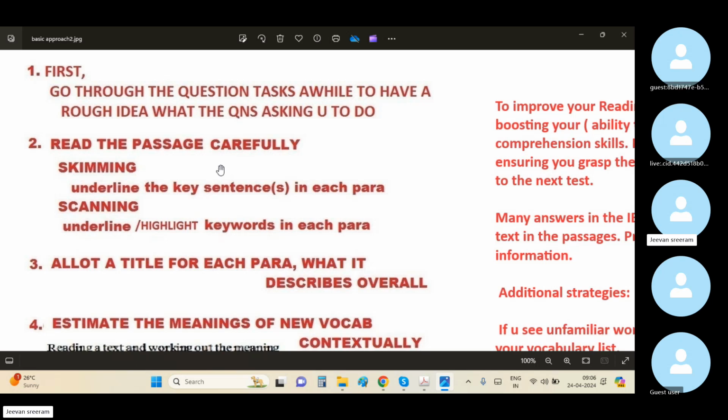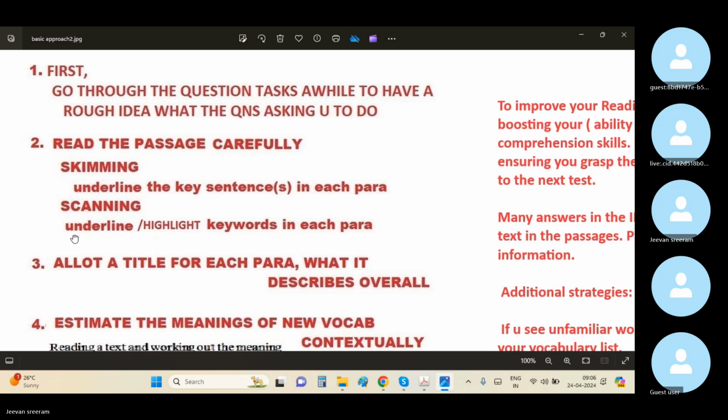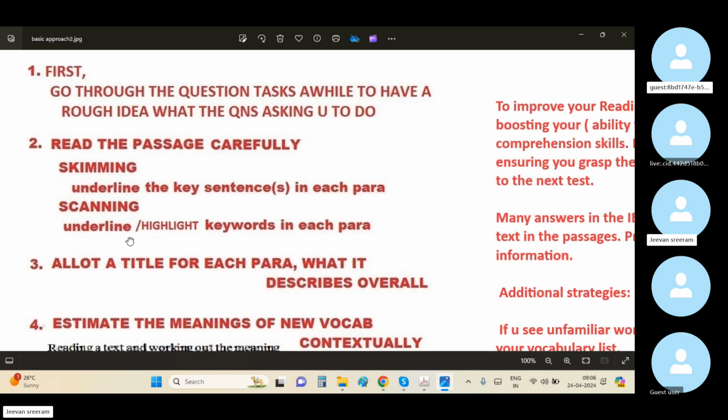Okay, underlining keywords is so important that it can reduce the time you work on the questions. Clear? Is it clear, buddies? Sometimes students may not underline the key sentences, but never forget to underline keywords.